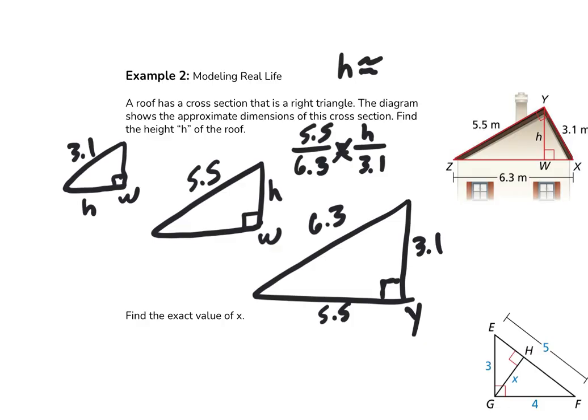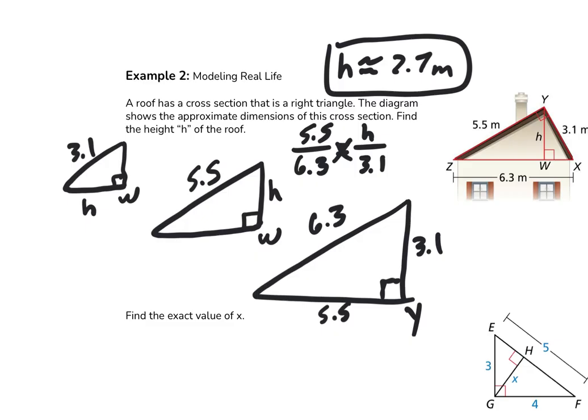Okay, we're going to get an approximate answer. So let's put that into your calculators. 5.5 times 3.1 divided by 6.3. What do we get? Let's round to the nearest tenth. Okay, 2.7. And that would be my answer.